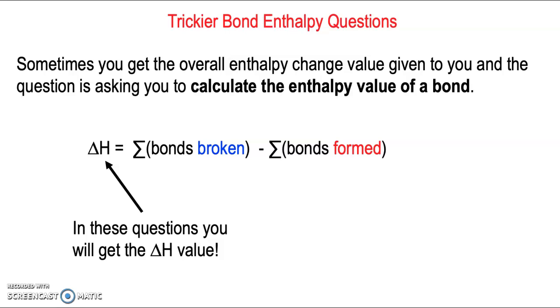Here is another example where the question is asking you to calculate the enthalpy value of a bond. The question will give you the enthalpy of the reaction. So it's the same process. You are going to need to know that the enthalpy of a reaction is the sum of the bonds broken minus the sum of the bonds formed.